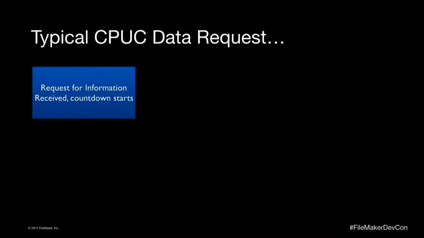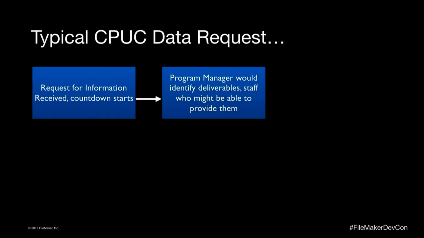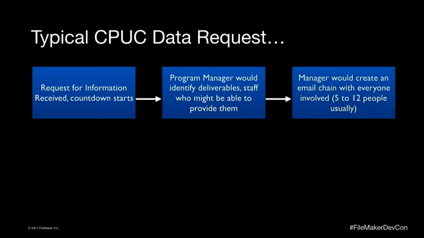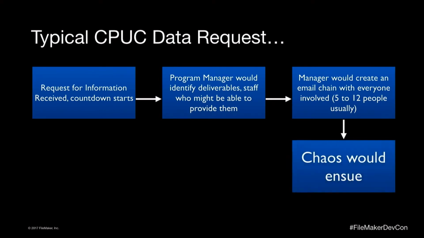I'll tell you a little bit about what a typical request looks like. First, someone gets an email with a Word document from the CPUC. The program manager evaluates it and determines what are the deliverables that they need to turn back, and identifies all the staff that might be able to provide some of these answers across different departments in the organization. The manager then would create a big email, typically between 5 and 12 people, and she'll send all the questions and answers to everyone on that email so that they could collaborate. And then the obvious thing would happen, utter and complete chaos.